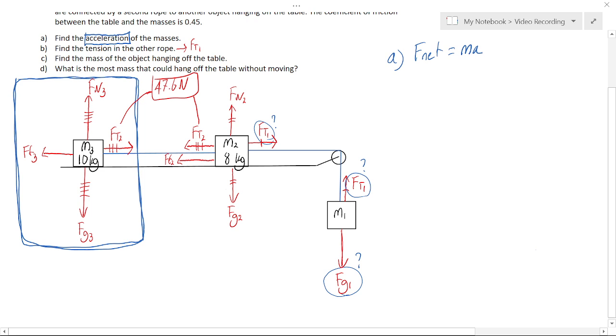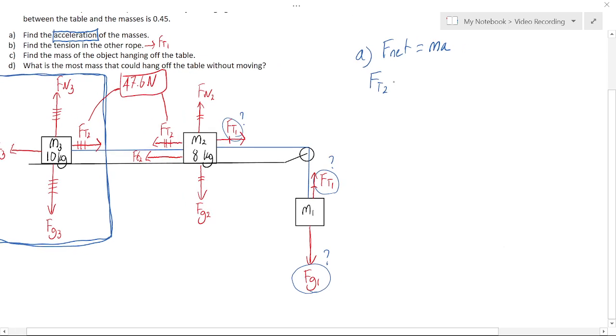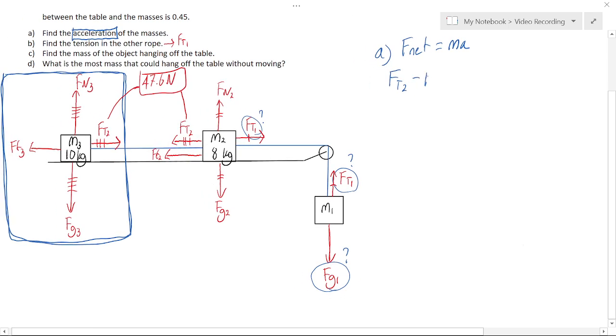Now, an FNet statement I also call a winners minus losers statement. So what's going to happen to mass 3 is it's going to get dragged to the right. It's going to accelerate to the right. And that means the right force is the winning force. So Ft2 is the winning force. Now, fighting against that is the losing force, which is FF3. And that's equal to M3 times A, because we're looking at M3.